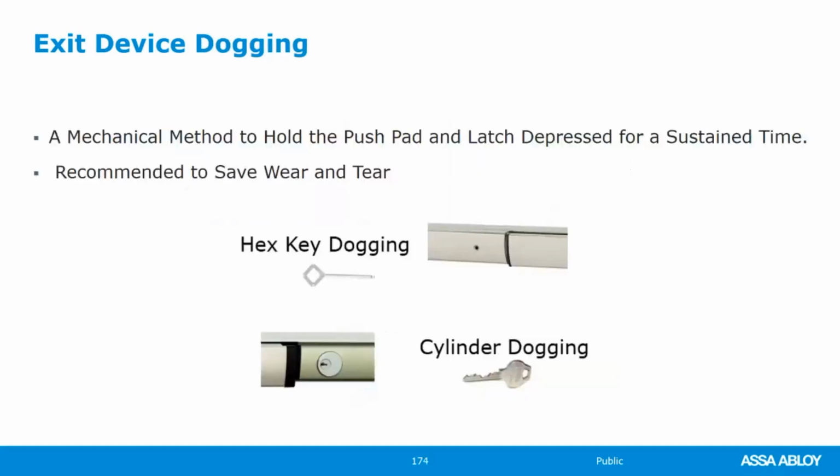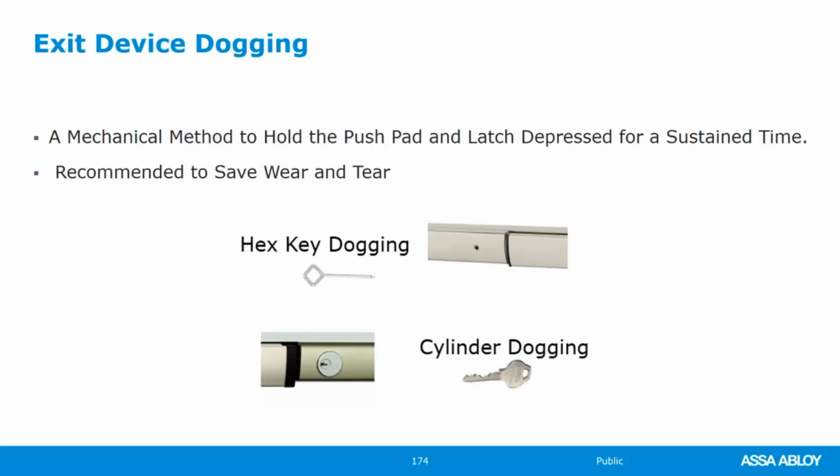You cannot mechanically dog a fire-rated device, but the panic-rated devices, you can dog, and that is the process of pushing in the push rail, which retracts the latch bolt, taking either a hex key or a cylinder, and turning that, which will hold the push rail in and pull the latch back and keep that latch held back. That's how Corbin Russwin's work.